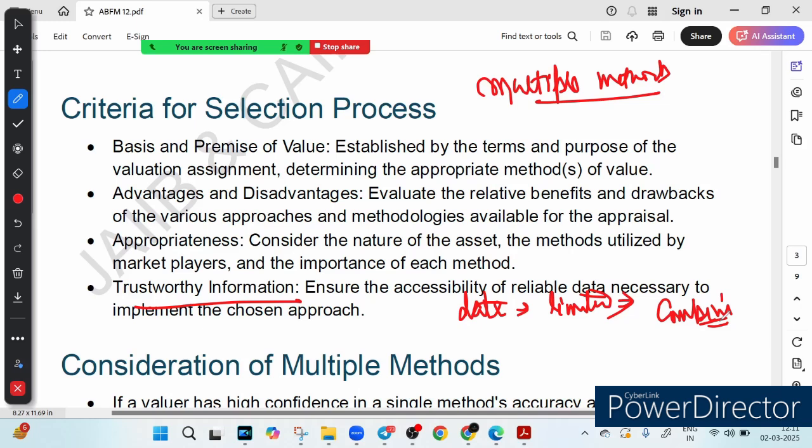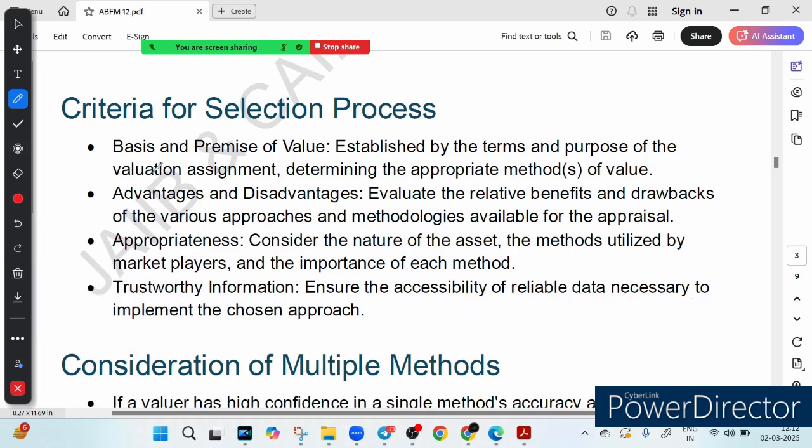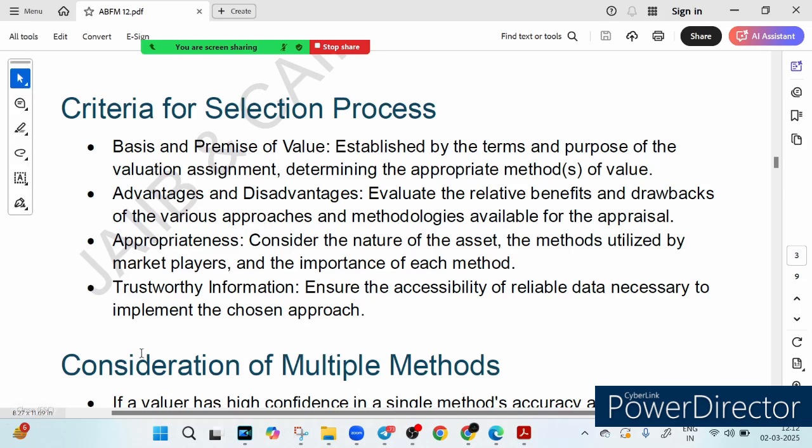So what is the key to corporate valuation? You choose the right approach based on the situation. A good valuer adapts and makes informed decisions. I hope this makes sense to you, the criteria for the selection process. What are the four points we have covered? First, the basis of valuation, whether for selling a company, merger, or acquisition. Second, the pros and cons of each method. Third, choosing the right method. And fourth, when to use multiple methods, this you have to decide. Now let's talk about the consideration of multiple methods.